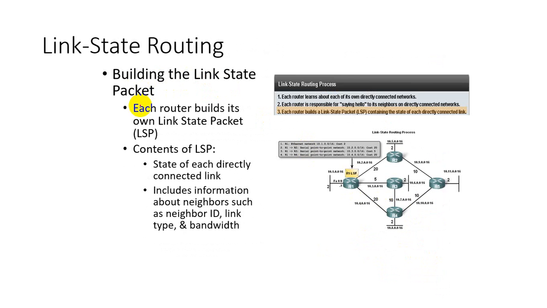Building a link state packet. Each router builds its own LSP. This one will build an LSP, and this one will build an LSP. So what does the LSP have? The content of each directly connected network. It will have the state of each directly connected network, including information about neighbors such as neighbor ID, link type, and bandwidth. As discussed earlier, it will have what kind of network it is, what kind of cost it has, and what kind of interface it has. It is a point-to-point interface, either Ethernet or serial. So it will be like that.